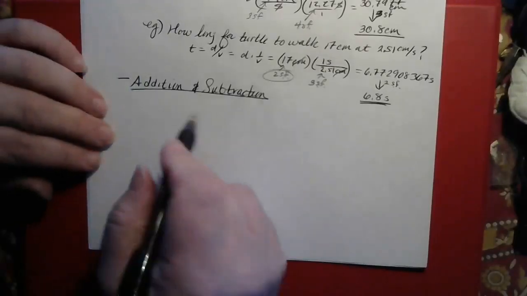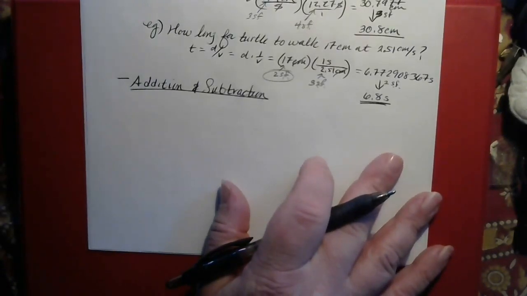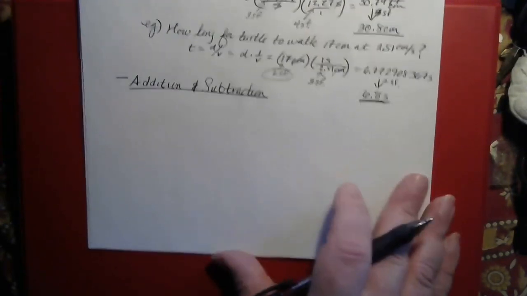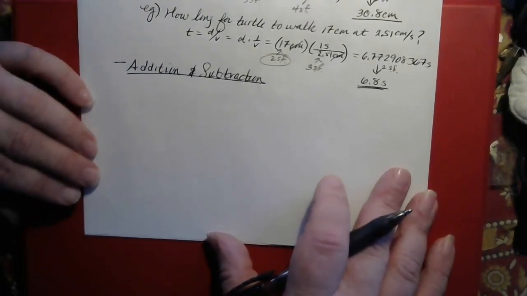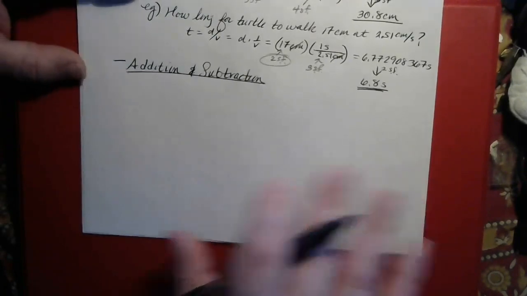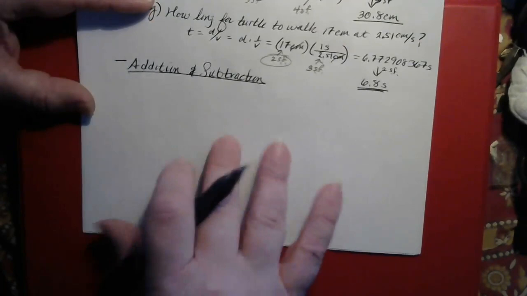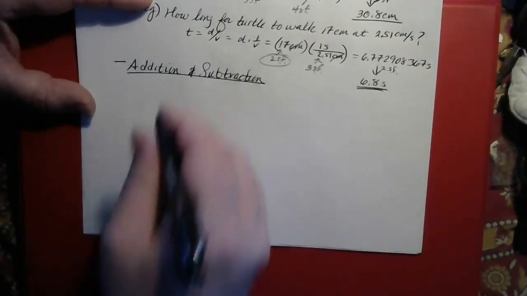Okay, then the rules for addition and subtraction when using significant figures to determine the number of significant figures you should have in your answer are similar but not the same as they are for multiplication and division. In addition and subtraction, it's not the total number of significant figures we're concerned with, it's the number of decimal spaces. That is the number of digits after the decimal point.